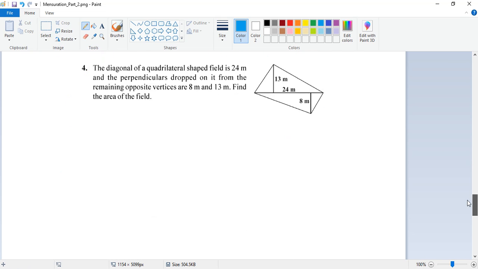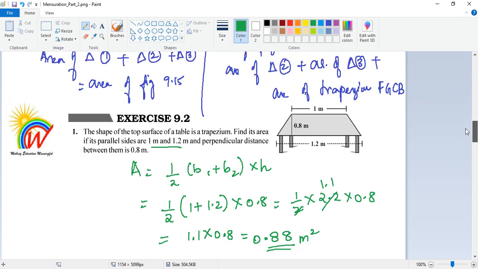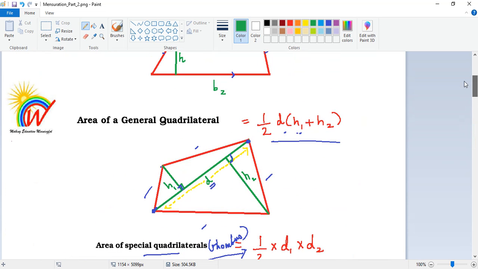Now come to the next question. It says the diagonal of a quadrilateral shaped field is 24 meter and the perpendicular dropped on it from the remaining opposite vertices are 8 and 13. Now find the area of the field. So it's a quadrilateral, we know. So you see on top we have written the area of a quadrilateral over here. Area of a quadrilateral is half D into H1 plus H2.